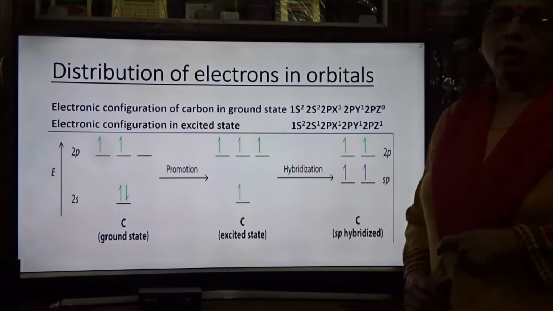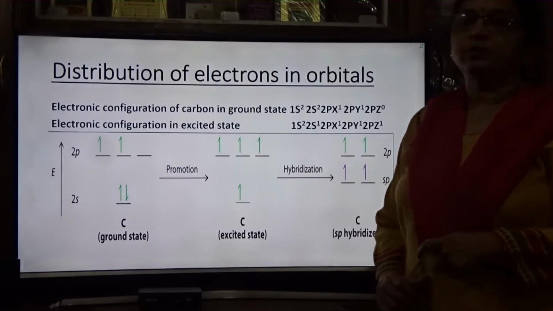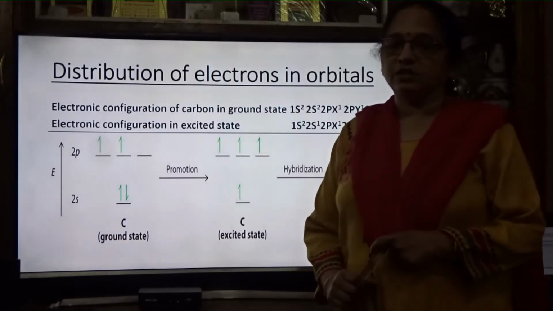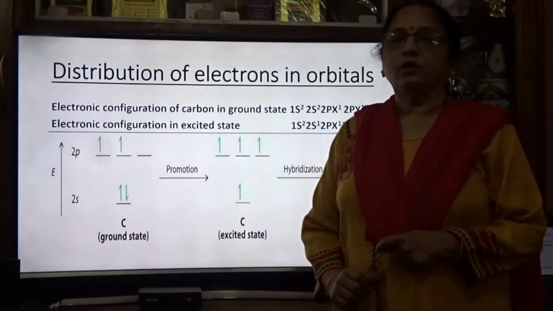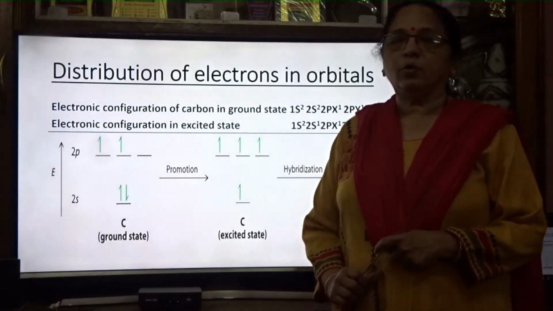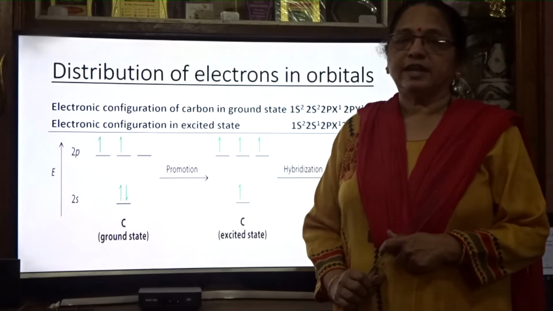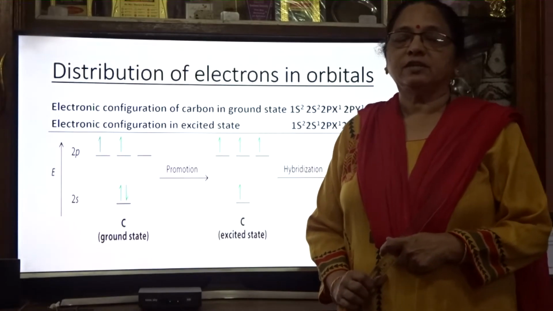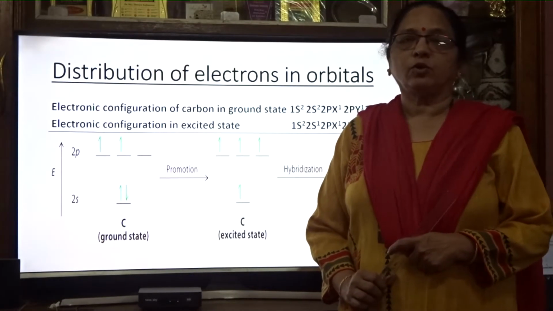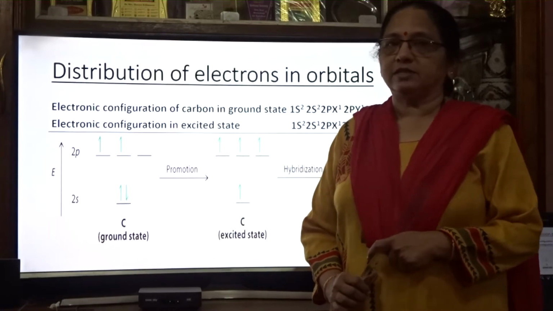So 2 sp hybrid orbitals are formed after hybridization. sp means one 2s and one 2p orbital hybridize to give 2 hybrid orbitals of equivalent energy. As you know from the definition, in the same way 2 hybrid orbitals are formed, both known as sp hybrid orbitals.